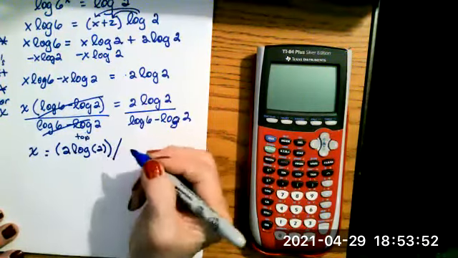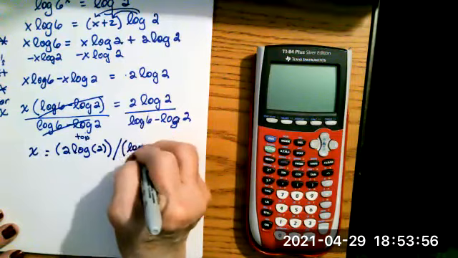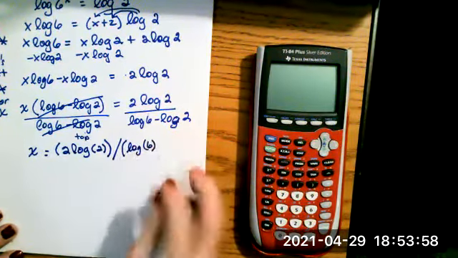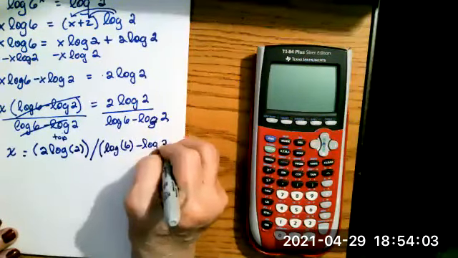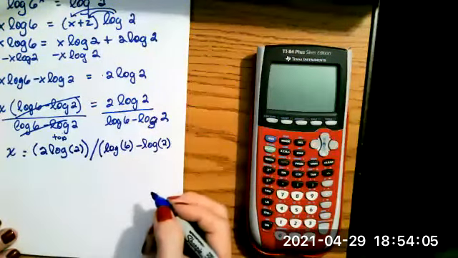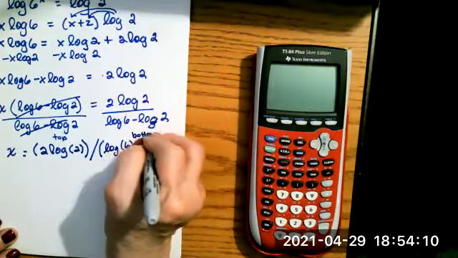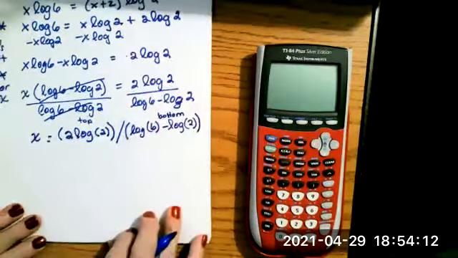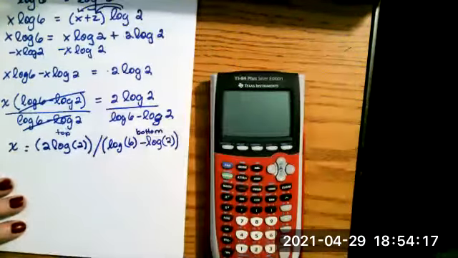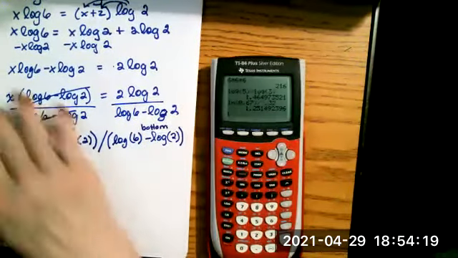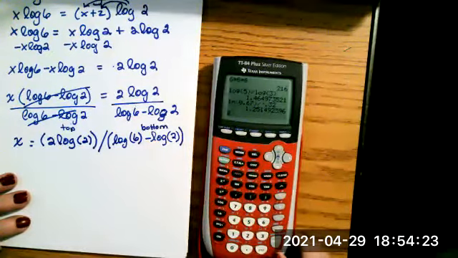Then divided by parentheses log 6, and 6 is going to be in the parentheses, minus log 2, and 2 is going to be in the parentheses. And you've got to put another parentheses to tell the calculator that this is the bottom, or you'll get one of those errors. So be careful when you do this problem. Keep this note handy so you'll know how many parentheses to put in there.